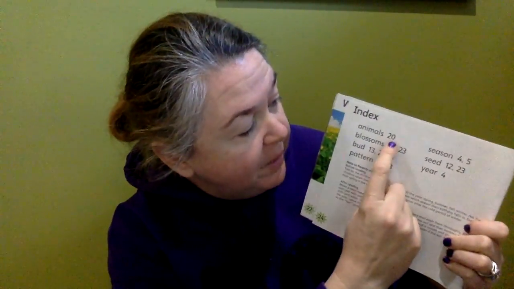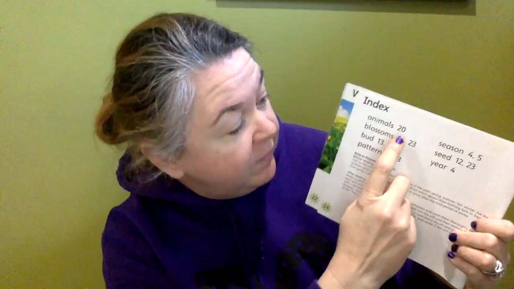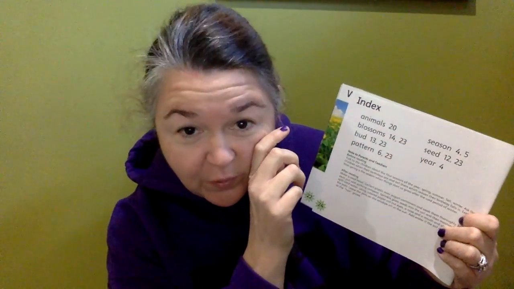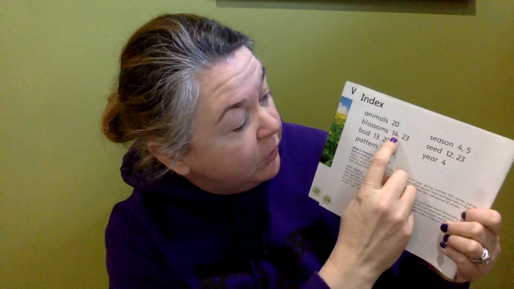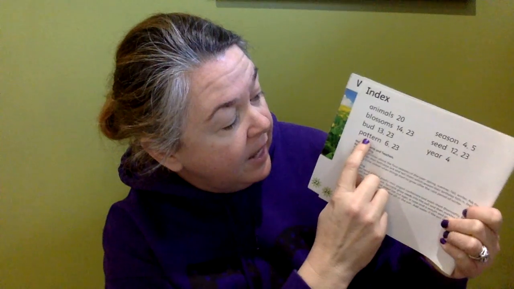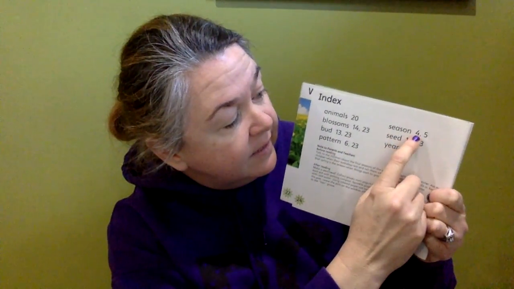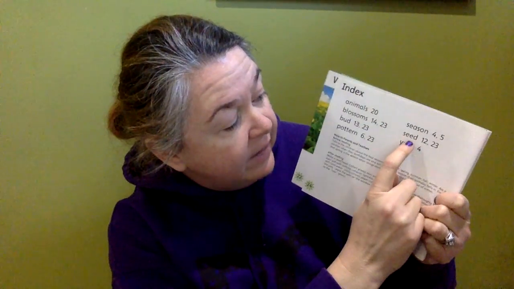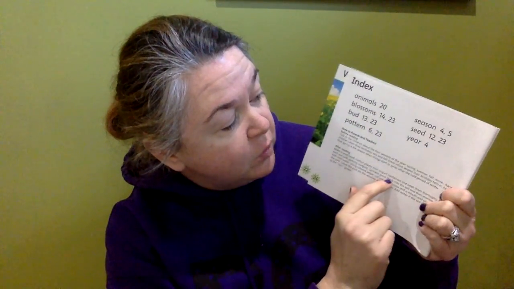Here's that picture glossary. And the very last page was an index. So if you wanted to learn about animals in spring, you would turn to page 20. If you wanted to see the vocabulary word blossom, you go to page 14 or 23. A bud, 13 or 23. Pattern is mentioned on page 6 and page 23. Season, they talk about seasons on page 4 and 5. Seed, page 12 and page 23. And year, page 4.